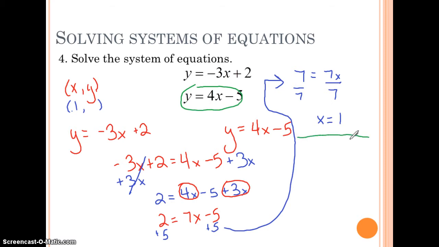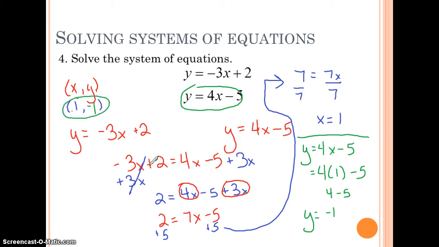So over here, I have y equals 4x minus 5. I know that x equals 1, so I'm going to plug that in. 4 times 1 minus 5. 4 times 1 is 4. Minus 5 will give me negative 1. So since I just found out that y equals negative 1, therefore, my ordered pair will be 1, negative 1.